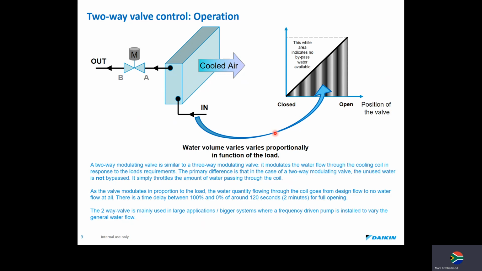And here we can see the water volume varies proportionally in a function to the load. This white area indicates that no water is bypassed. So you see the volume is constantly, this is the only volume of water. It's different to the previous three-way valve that had constant water volume in the square. So there's no constant water volume.